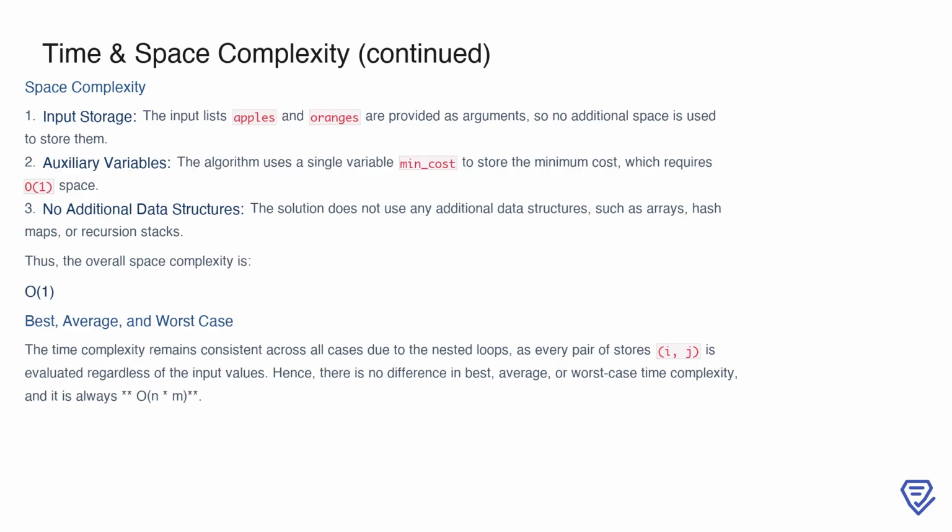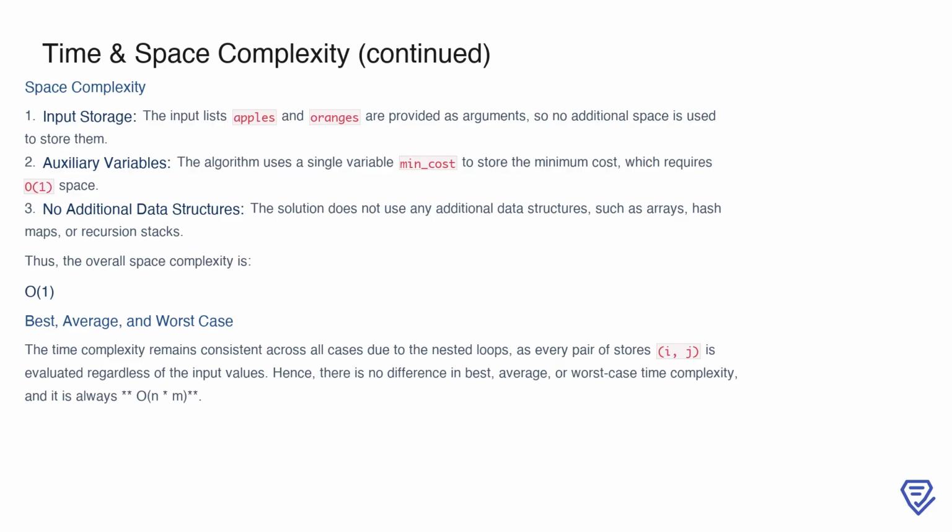Now, let's analyze the space complexity of the solution. The input lists, apples and oranges, are passed as arguments, so no additional memory is used to store them. The algorithm utilizes one auxiliary variable, min_cost, to keep track of the minimum cost calculated so far, which requires only O(1) space. Additionally, the solution does not employ any extra data structures such as arrays, hash maps, or recursion stacks, keeping the memory usage minimal. As a result, the overall space complexity is O(1).